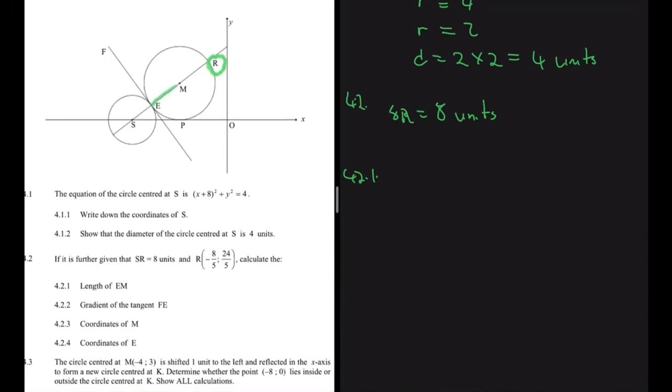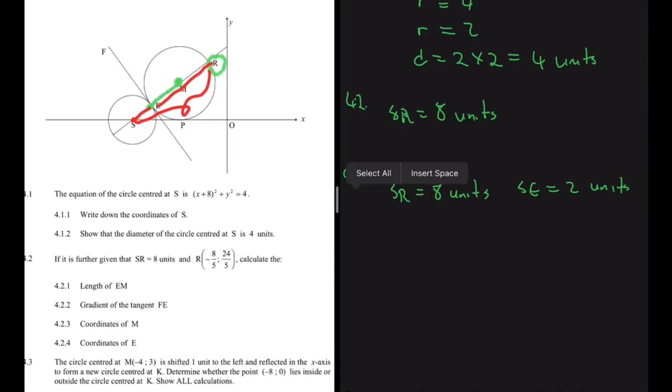So here's EM. The radius of our big circle, right? So what information do we have? We know that SR is equal to 8 units. We also know that the radius of the small circle is 2 units, right? So we can say SE is equal to 2 units, right? SE is this distance here. We're saying it's 2 units. And then SR, this entire distance is 8 units. So we can basically find the length of ER, right? And ER will be the diameter, which is 2 multiplied by the radius, and EM is our radius, right?